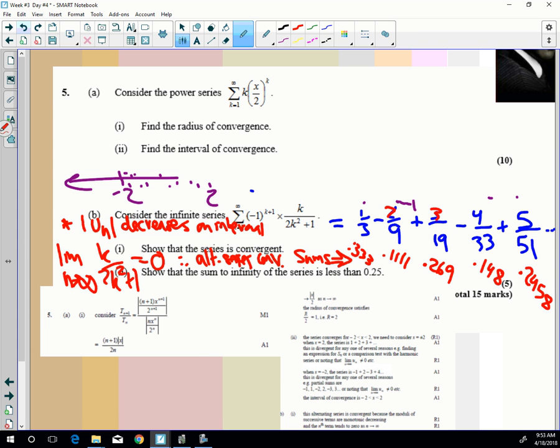They want you to show that the series is less than 0.25. So what I did is I found these sums, and then I said, once you get to the fifth term, the sum that's high is 0.2458. Will it ever get to 0.25? No, it'll always get smaller. So you can articulate that however you want, but after the fifth term, the high value is less than 0.25. Therefore, the sum will never get to 0.25.